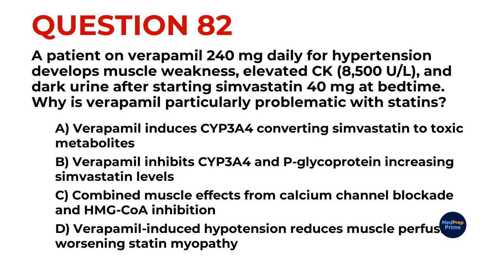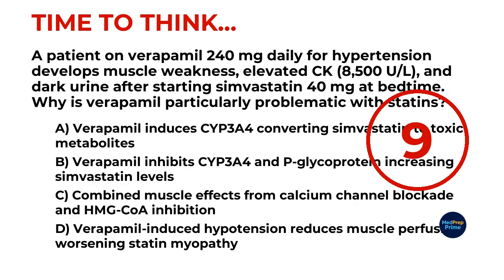Option A. Verapamil induces CYP3A4, converting simvastatin to toxic metabolites. Option B. Verapamil inhibits CYP3A4 and P-glycoprotein, increasing simvastatin levels. Option C. Combined muscle effects from calcium channel blockade and HMG-CoA inhibition. Option D. Verapamil-induced hypotension reduces muscle perfusion, worsening statin myopathy.